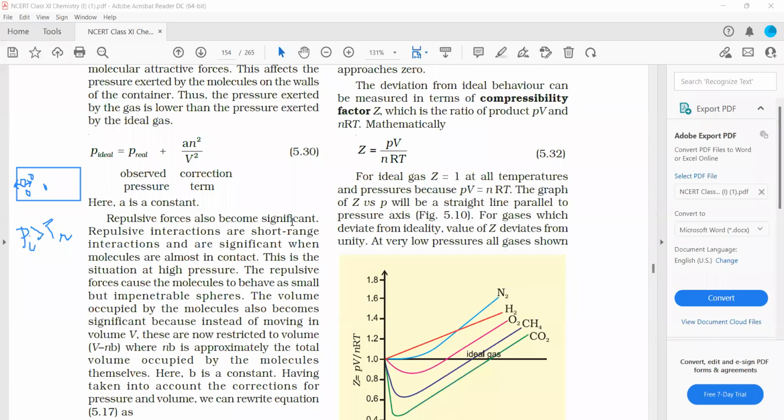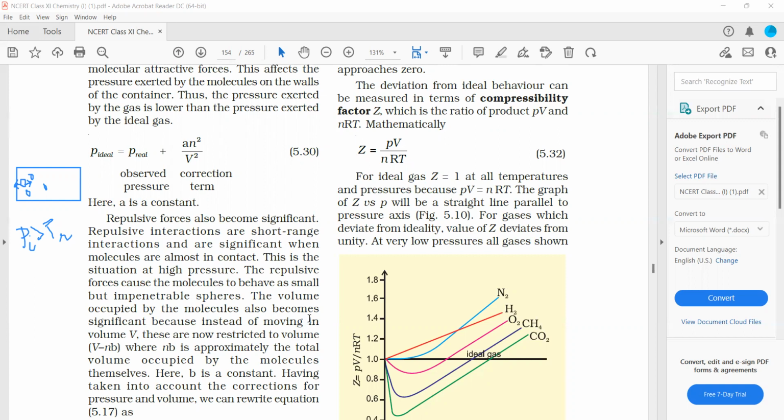Repulsive forces also become significant. Repulsive interactions are short-range interactions and are significant when the molecules are almost in contact. This is the situation at higher pressure. So the repulsive forces cause the molecules to behave as small but impenetrable spheres. The volume occupied by the molecules also becomes significant because instead of moving in a volume V, now these are restricted to the volume V minus nb, where nb is approximately the total volume occupied by the molecules themselves. Here, b is a constant.